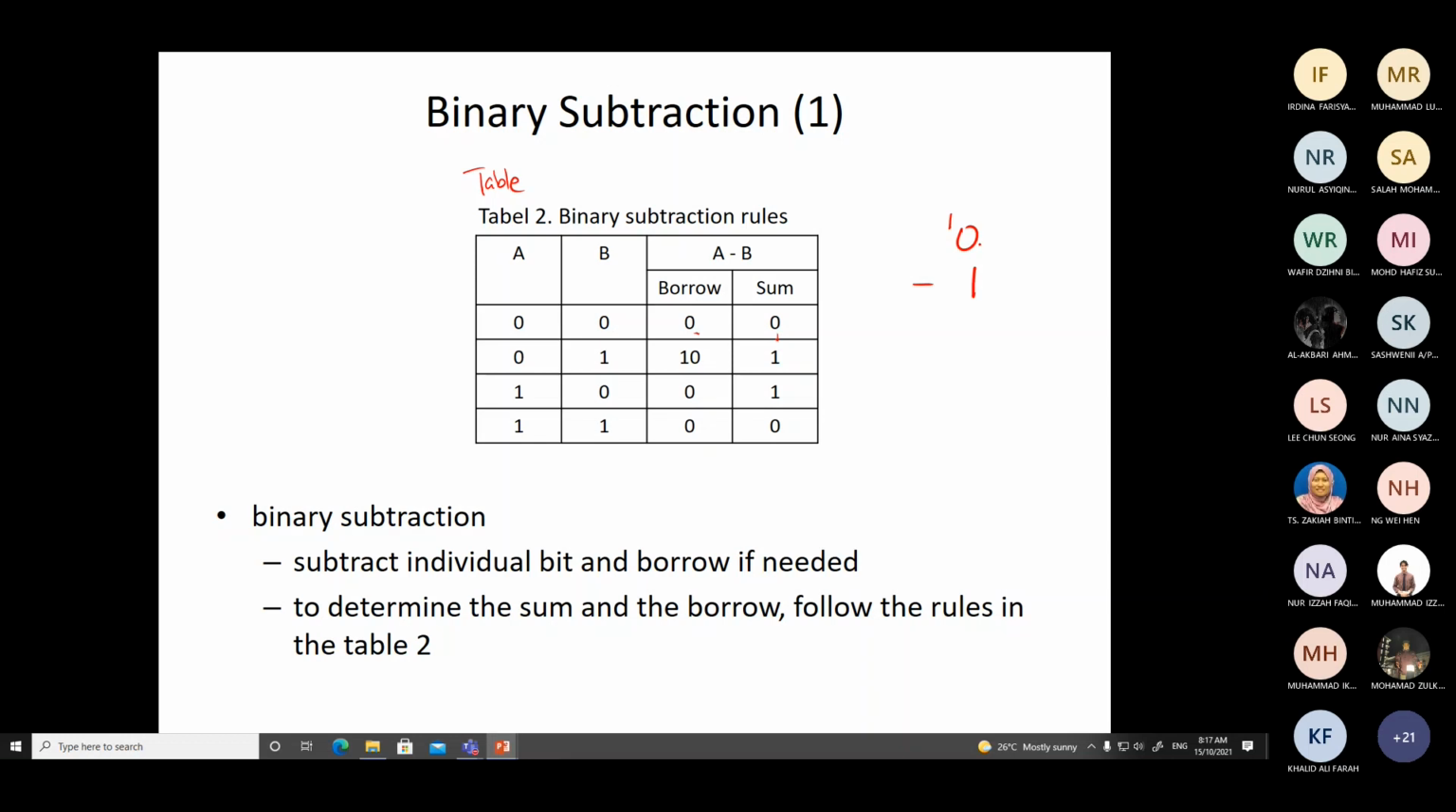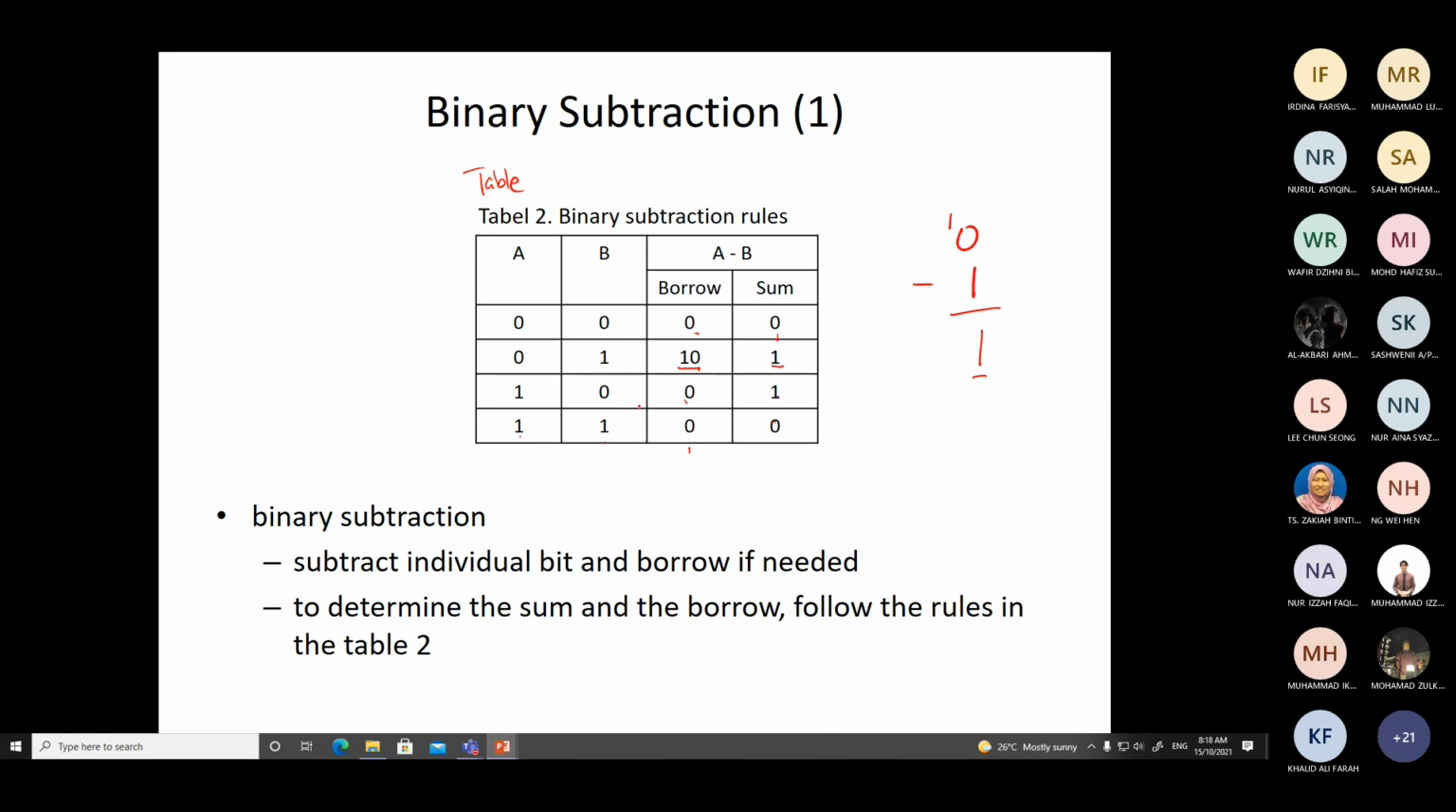Okay, so 10 is 2 in decimal, so 2 minus 1 is 1. So your sum is 1, and your borrow bit will become 1, 0. Okay, and then 1 minus 0, the sum is 1, no borrow. And then 1 minus 1, the sum is 0, no borrow. Okay, so that is for binary subtraction.